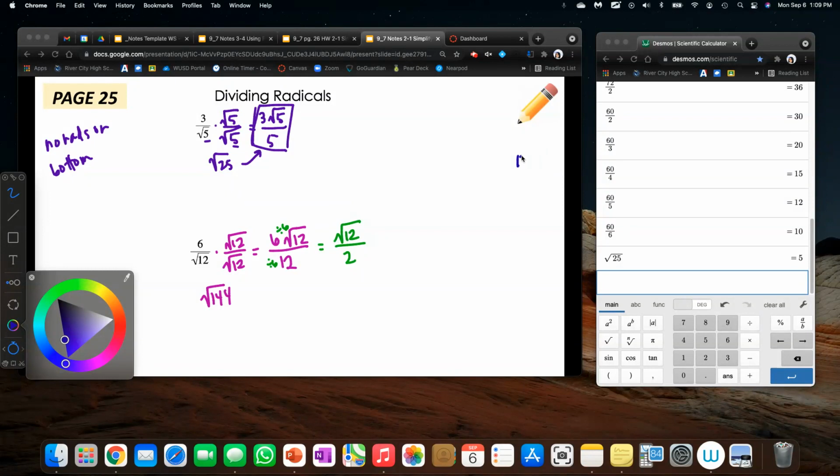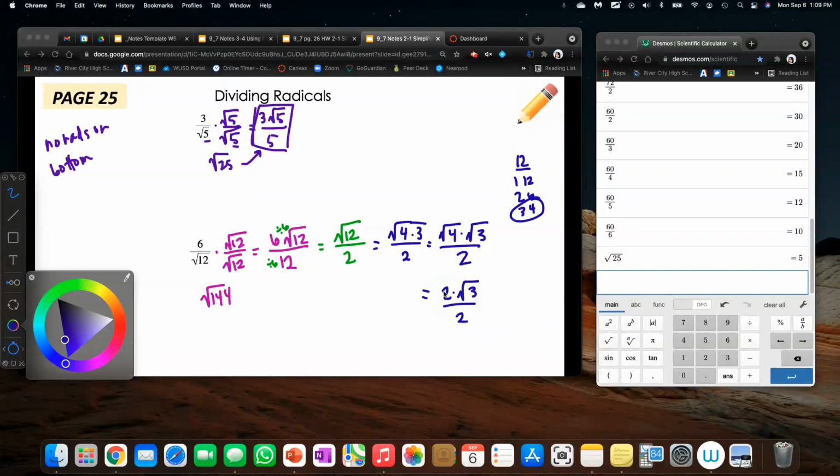Square root of 12, so factors of 12, 1 and 12, 2 and 6, and 3 and 4. So I'm actually going to rewrite the square root of 12 as the square root of 4 times 3. And remember, we have 2 on the bottom. So this is going to be the square root of 4 times the square root of 3 over 2. Well, the square root of 4 is just 2. So we have 2 times the square root of 3 over 2.